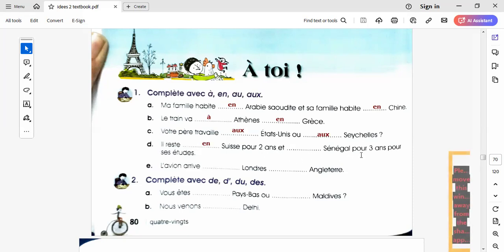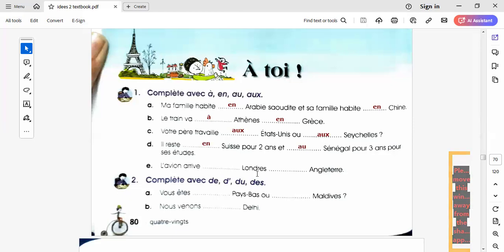Dash Sénégal pour trois ans pour ses études. And in Senegal for three years for his studies. And Senegal is masculine. So the answer will be au.